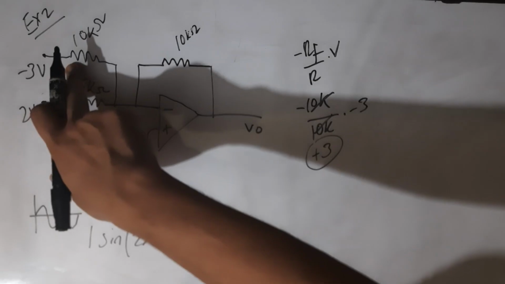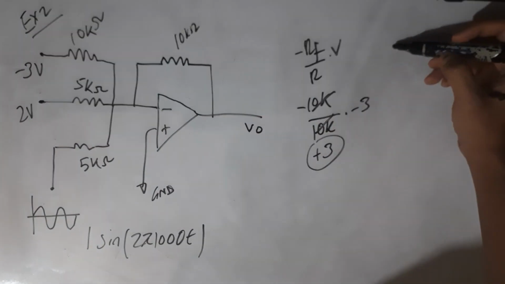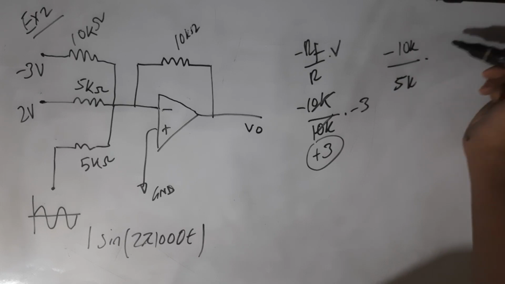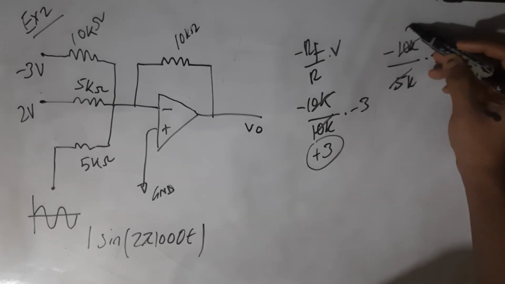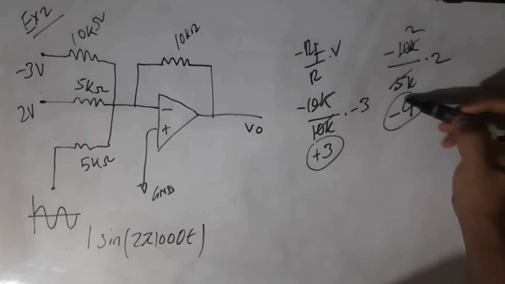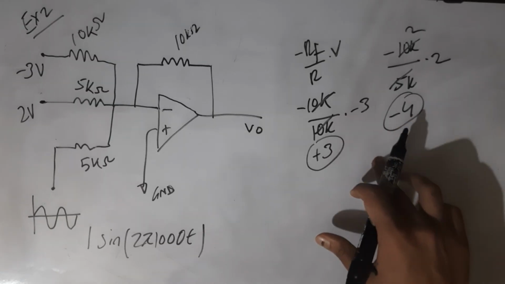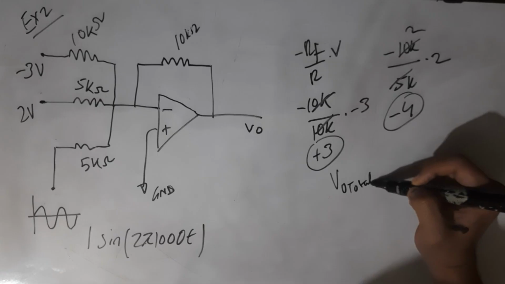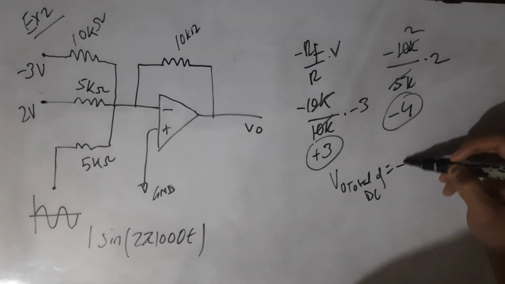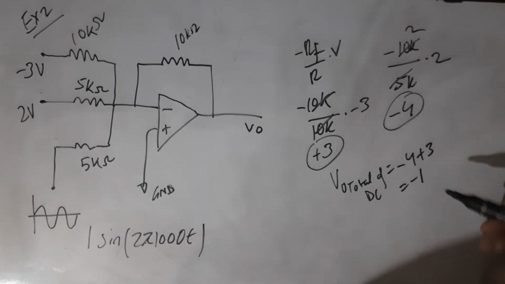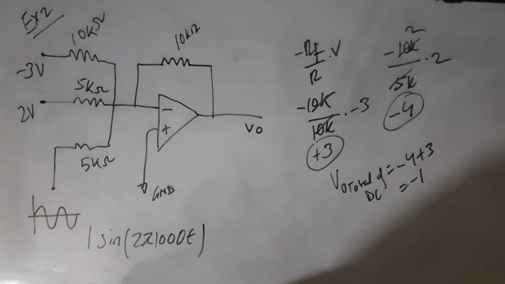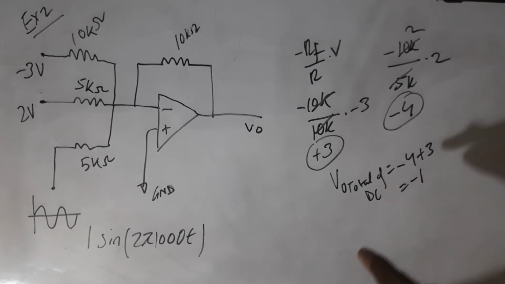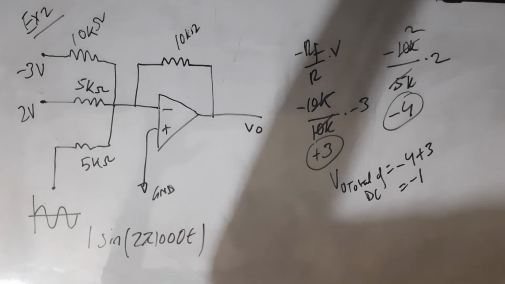Plus 3 for the first channel. For the second channel, we get minus 4. Then we calculate the total for the DC. We get minus 1. This minus 1 will act as an offset value.